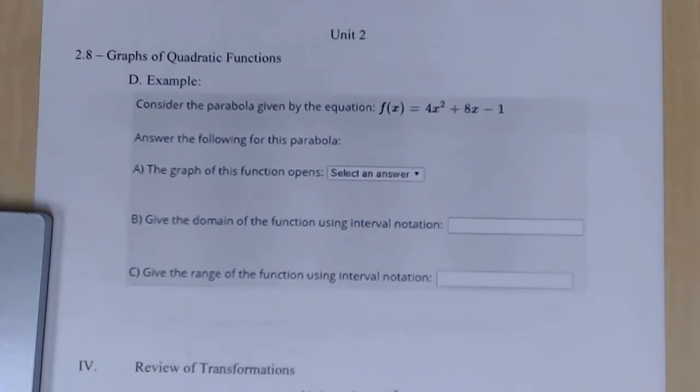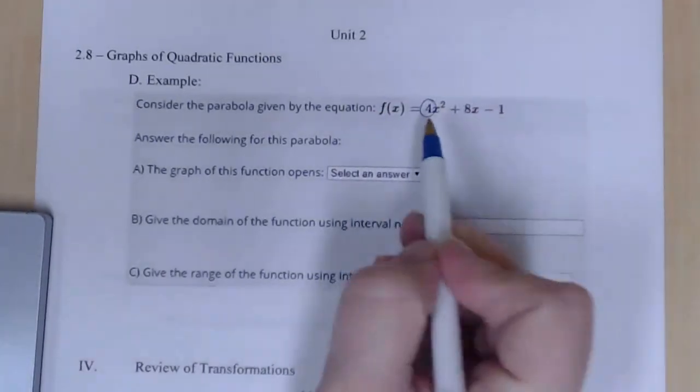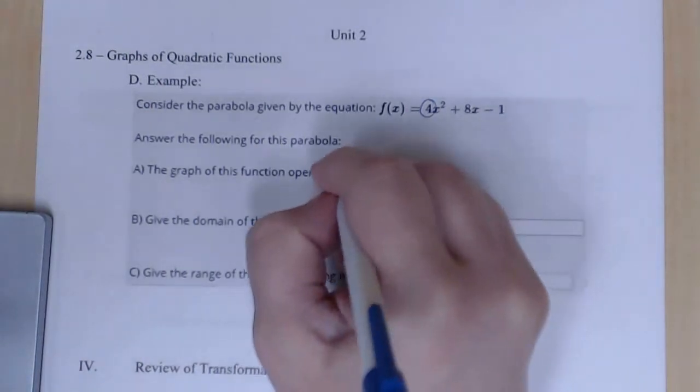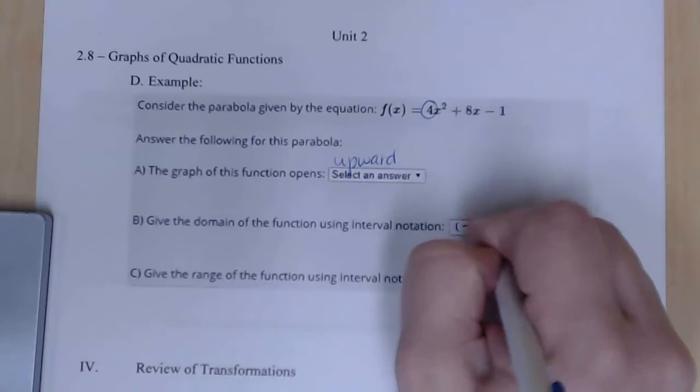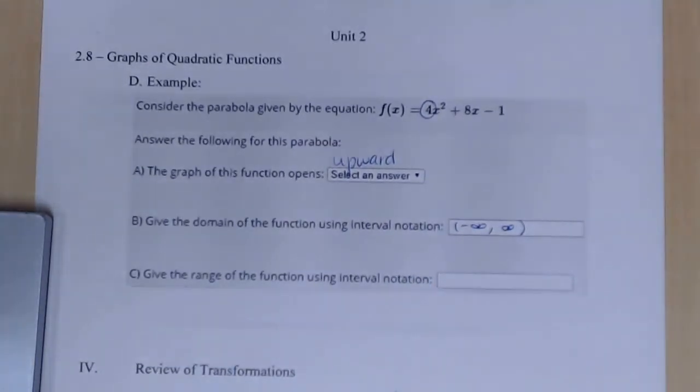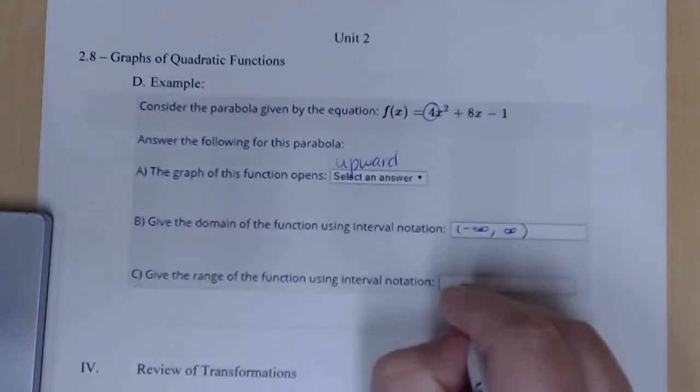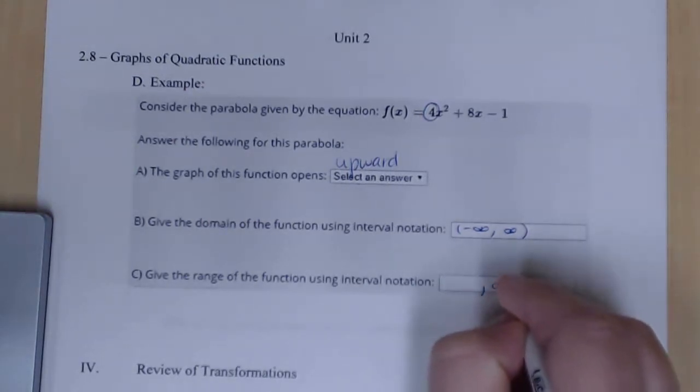Here's an example. Consider the parabola given by the function f of x equals 4x squared plus 8x minus 1. Answer the following for this parabola. The graph of this function opens, so I'm going to have to look at my a value. You can see that it's greater than 0, so it's positive, so it's going to be opening upward. Give the domain of the function using interval notation. Well, it's a quadratic, so it's going to be like the parent function, going from negative infinity to positive infinity. And then it says give the range. Remember with the range, we need to consider that it's facing upward, so that's going to go from our vertex to positive infinity.